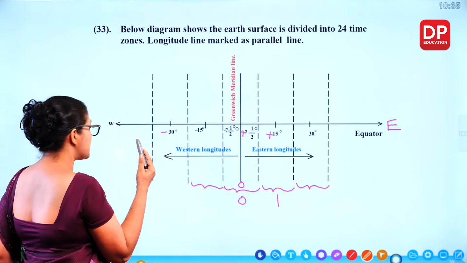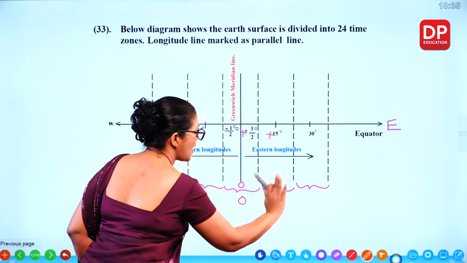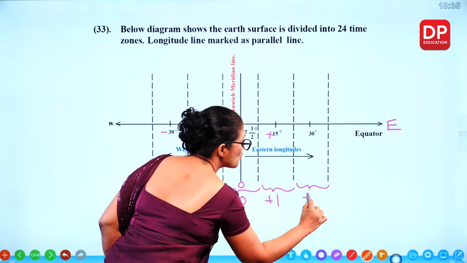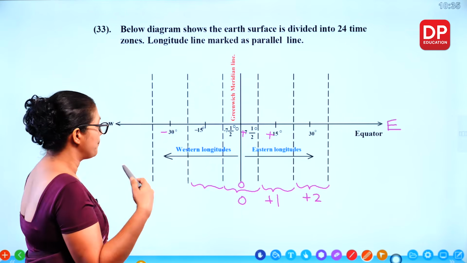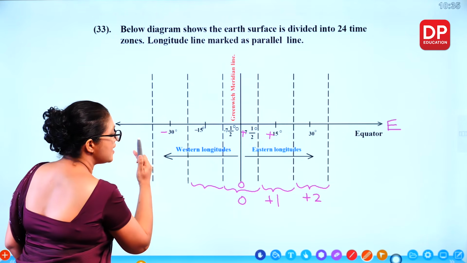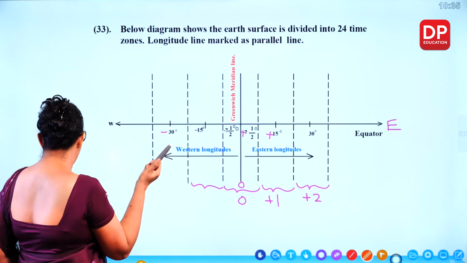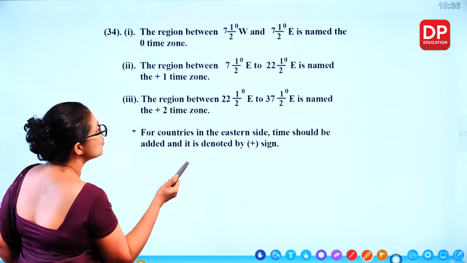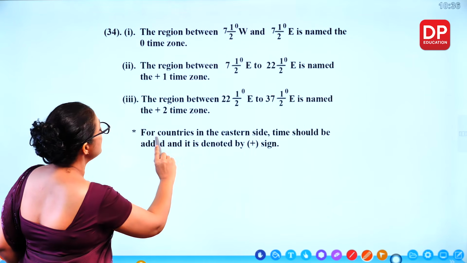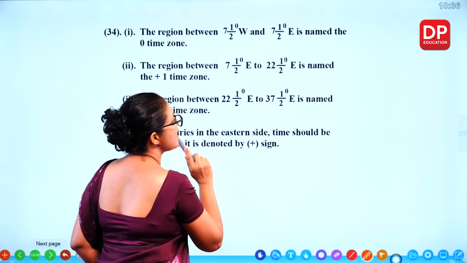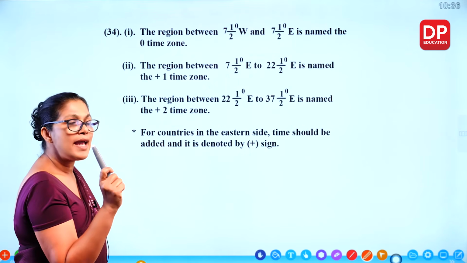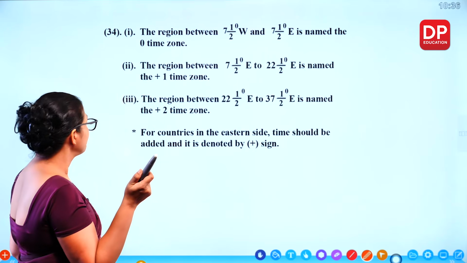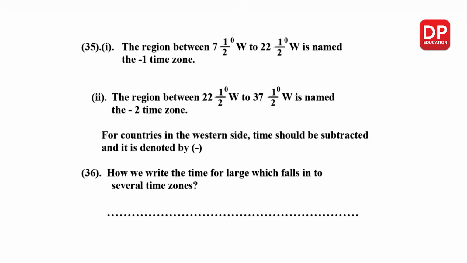So that means towards the east side, you get plus time zones. So you are adding the time. Towards the west side, you get negative values. So according to this, for all the countries on the eastern side, time should be added and it is denoted by a plus sign. And we'll take the next one.